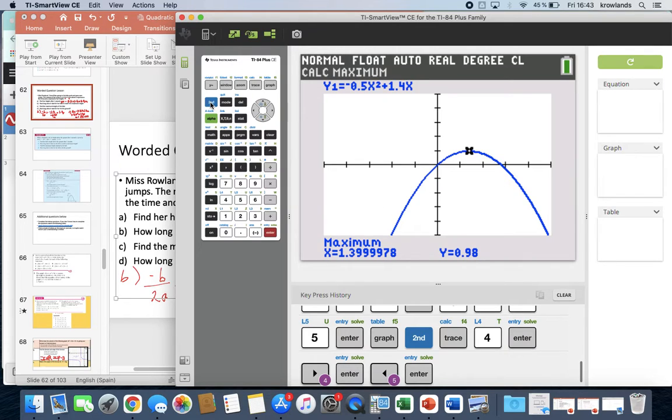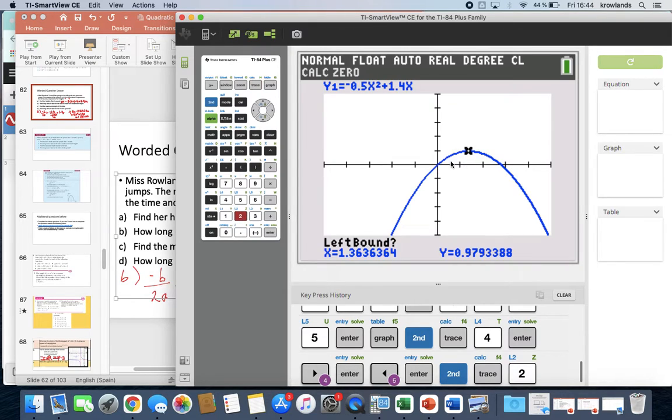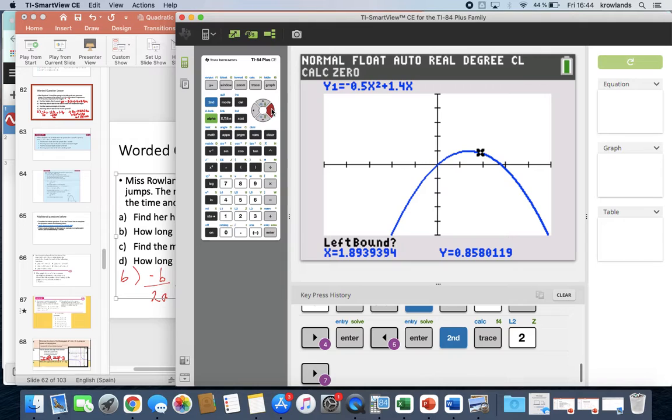Now to do it on the calculator, very similar. Second calc, and this time we want a zero. This is when y is 0. We're going to go to the left of where it crosses, which is here. We're going to go to the right of where it crosses, which is here. And then we're going to select the actual position. There we go, 2.80.